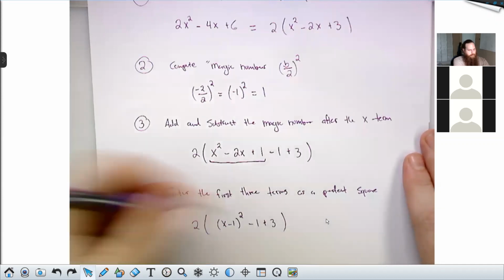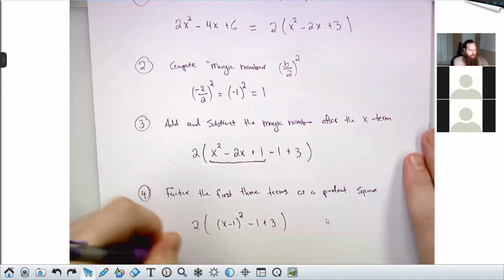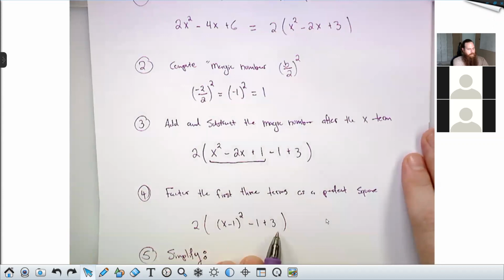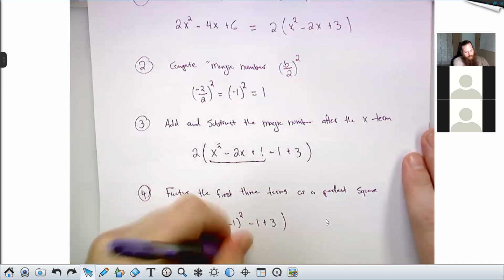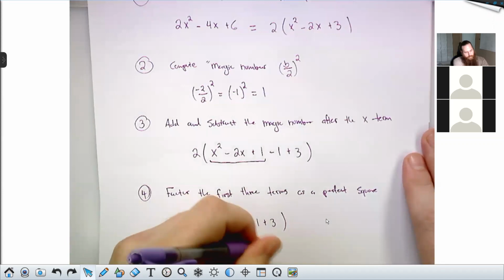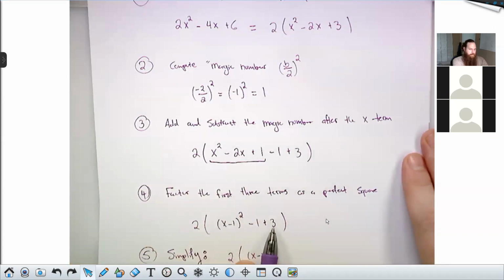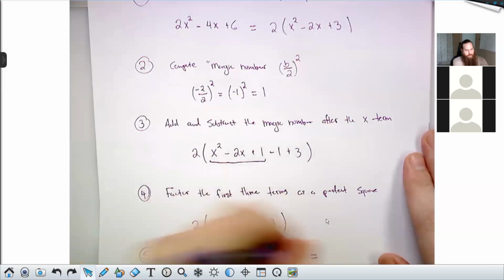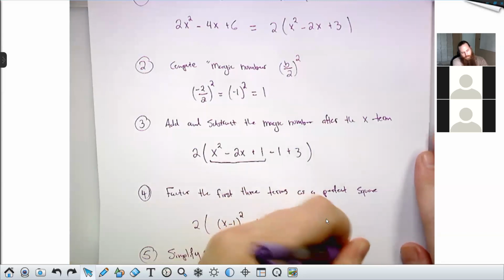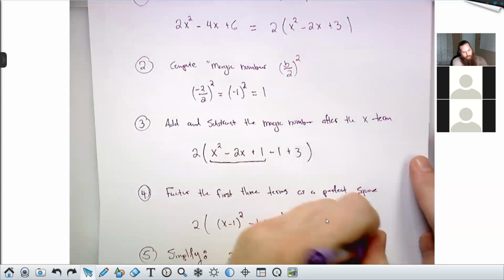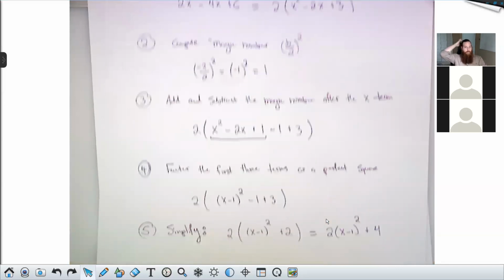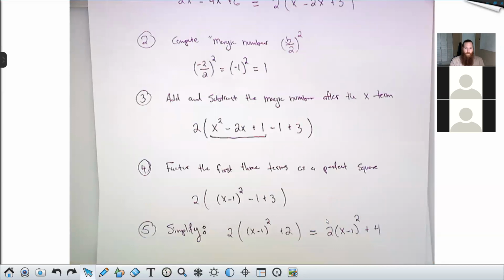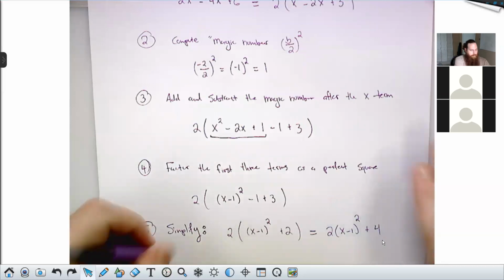And then you can simplify. This isn't really a part of completing the square. We have completed the square. But now I can combine the -1 and the 3 and then distribute the 2. So I've got 2 times x minus 1 all squared minus 1 plus 3, that's plus 2. And now when I distribute the 2, I get 2 times x minus 1 all squared plus 4. The result is a quadratic in vertex, or according to your book's language, standard form.